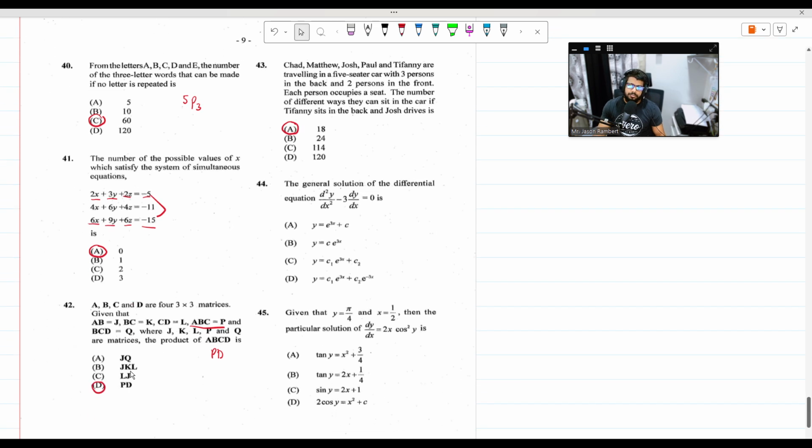The general solution for the differential equation: our 2 solutions would have been 0 and positive 3. So it's going to be C1 e to the 0x plus C2 e to the 3x. This is just going to give me C1, so a constant plus a constant by e to the 3x. The answer for number 44 is C.